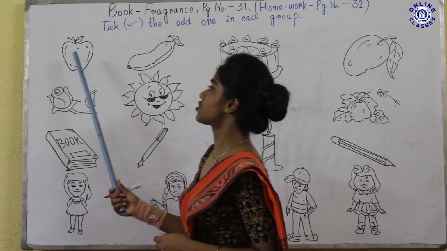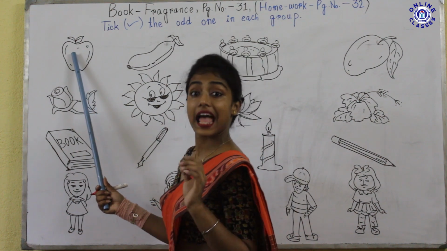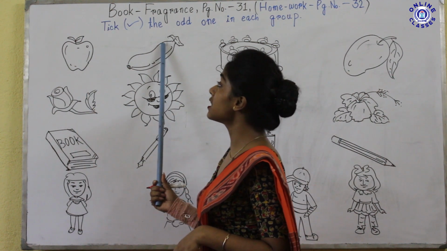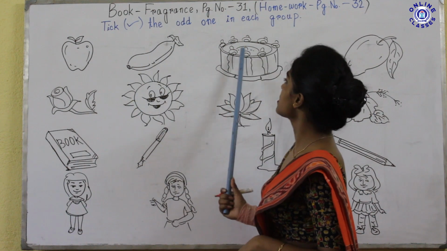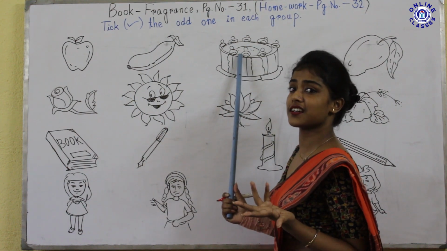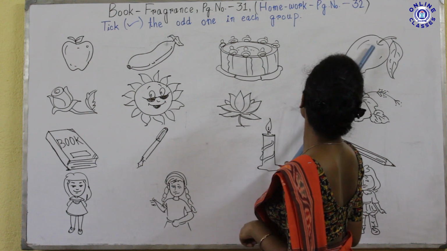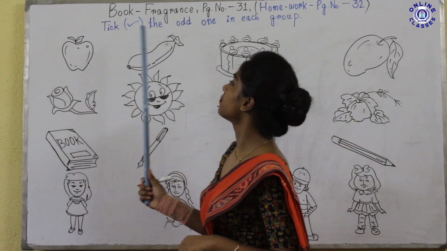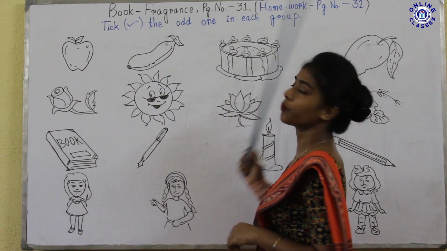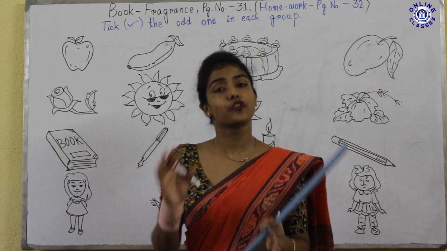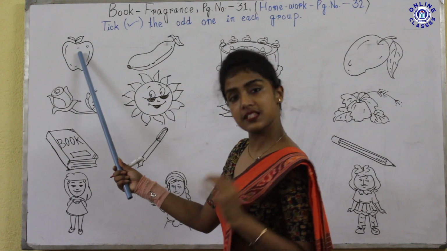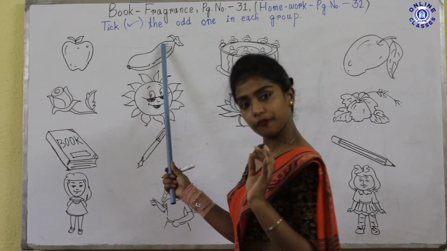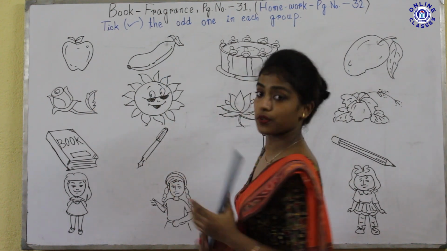So look at the first picture. This is an apple. This is a banana. This is a, what is this? This is a cake. And this is a mango. So apple, banana and mango, these all three are fruits. Apple is a fruit, banana is a fruit, mango is also a fruit.